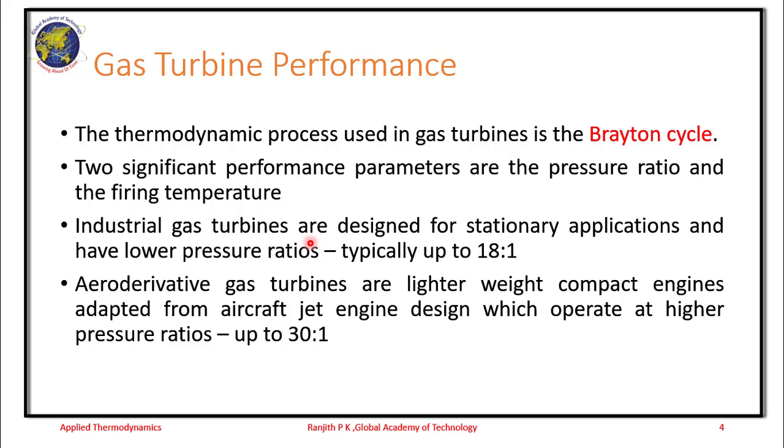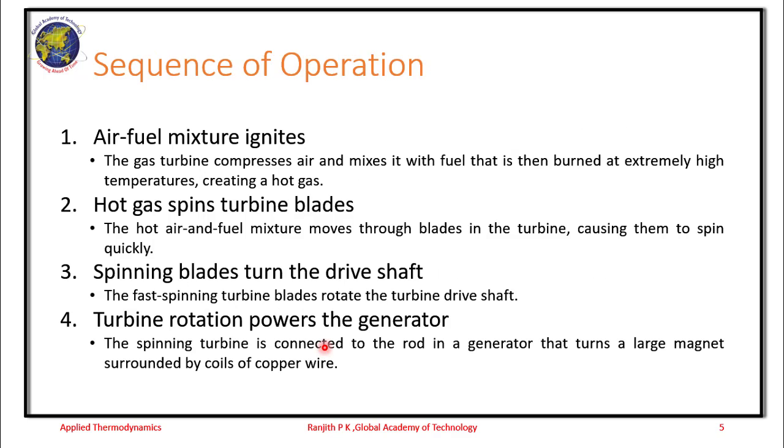The industrial gas turbines in the initial stage were designed for stationary applications with a lower pressure ratio, something like 18:1. As improvements happened, the aeroderivative gas turbines, which are lighter in weight and compact, and which were derived from aircraft jet engines, were developed with higher pressure ratios, typically in the order of 30:1.